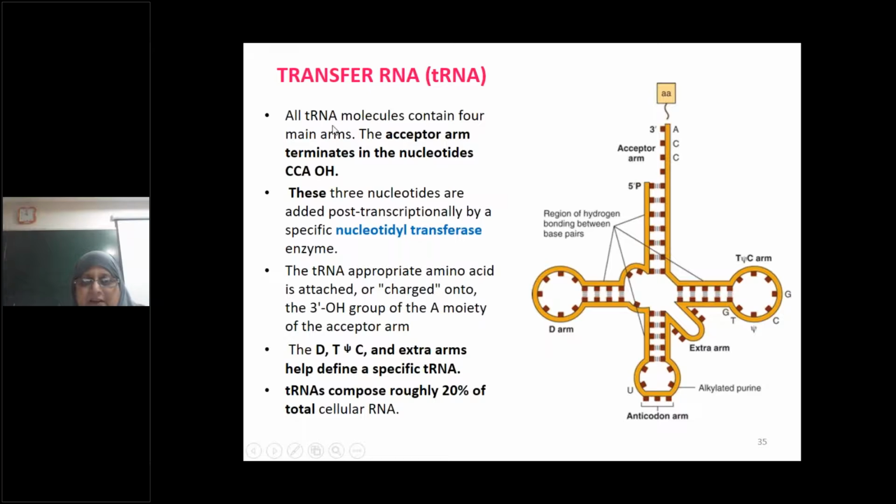So the transfer RNA molecule ultimately consists of 4 arms. You have the acceptor arm with the CCA, these 3 nucleotides that are added. They are added post-transcriptionally by a specific nucleotide transferase enzyme. Then the appropriate amino acid is attached or charged onto the 3' hydroxyl group of the A moiety, the adenine moiety, of the acceptor arm. Then you have the D arm, the T arm, and the extra arm that help to define a specific transfer RNA. And this transfer RNA roughly comprises about 20% of the total cellular RNA.